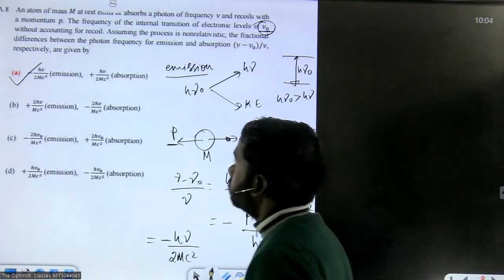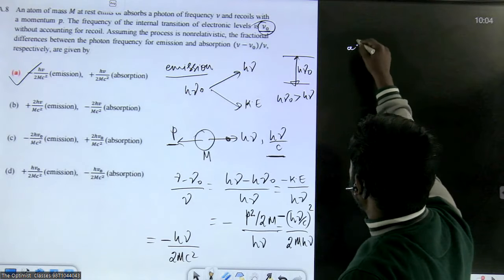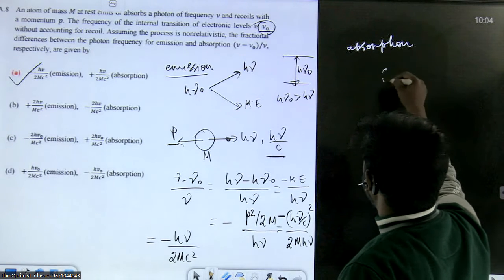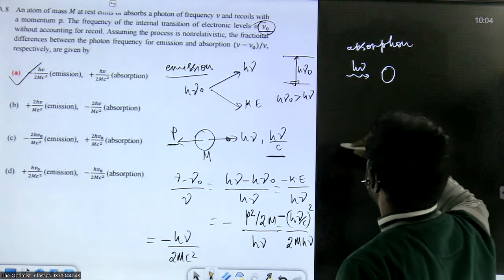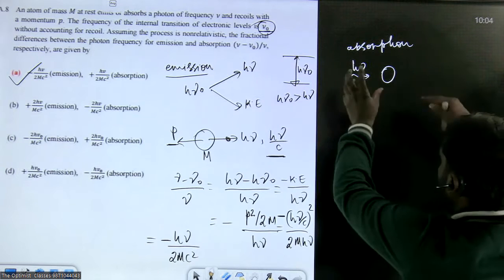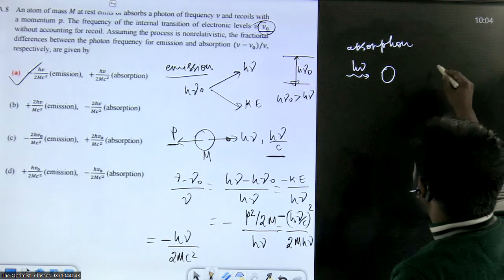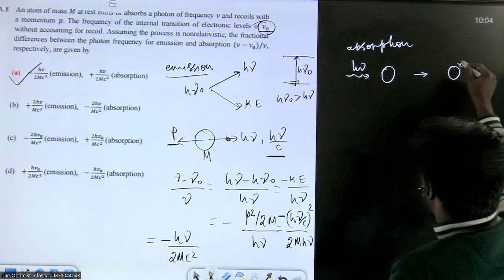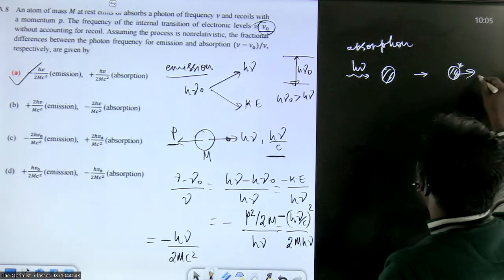Okay, first option. See, we can write for absorption also. For absorption, this is the situation. This is the atom at rest, and suppose a photon is coming, its energy is h nu. Now, this photon will cause some internal transition in the atom. Okay, so we'll have this kind of situation. After this, we'll have the atom in an excited state, and it is moving. Okay, so it is moving with momentum p.